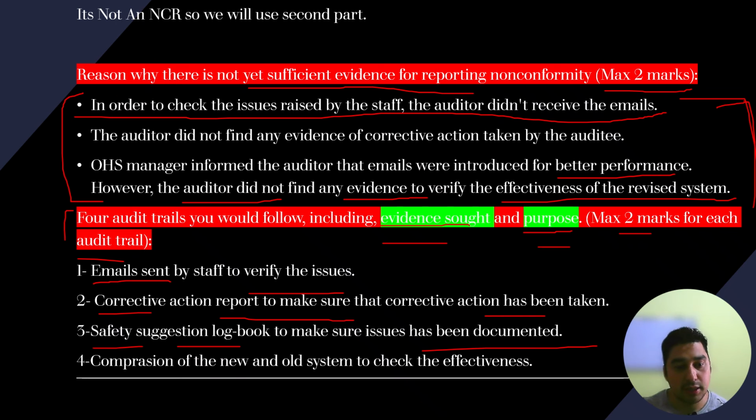The fourth one, comparison of the new and old system to check the effectiveness. You have to ask for the comparison. Okay, the data comparison, the old system data and the new system data. You have to get the data and the comparison to make sure that the new system is more effective compared to the old system. Okay, so in this way you have to ask. I hope you understood how we have to answer if it is not an NCR. Okay, if it is not an NCR, in this way you have to answer the question.